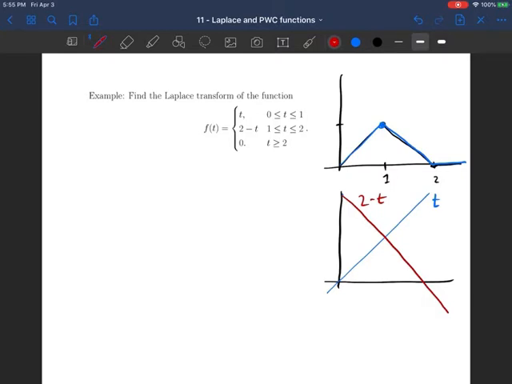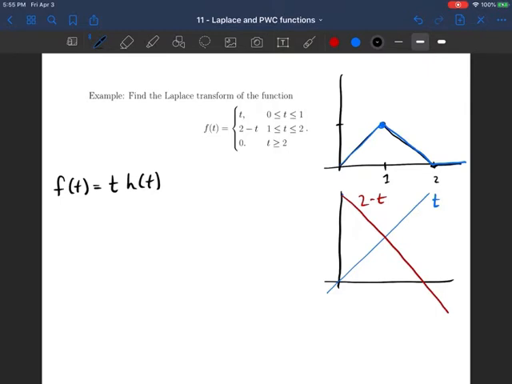And somehow we have to put these things together in order to make sure everything works out. So we're going to let this function be t for a while, but then we need to cancel that out and put in instead 2 minus t. And then after a while, we need to cancel that out as well. That's the idea of what we're going to do here. So how does that look?